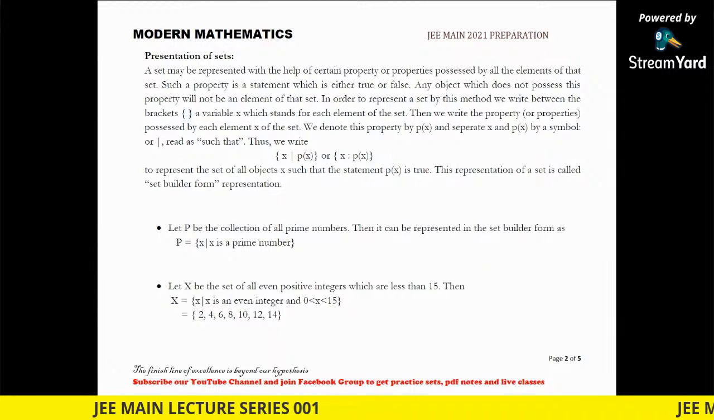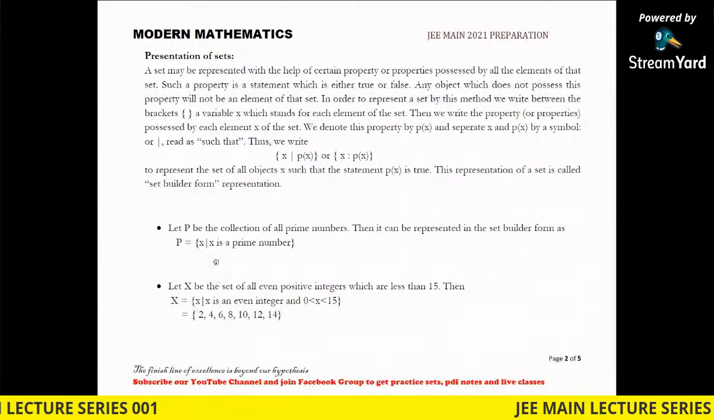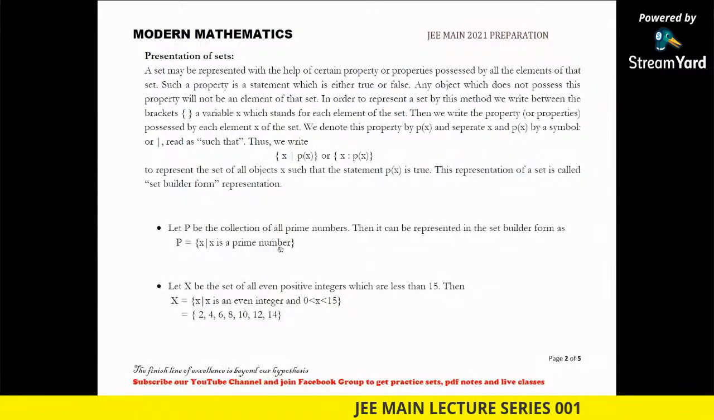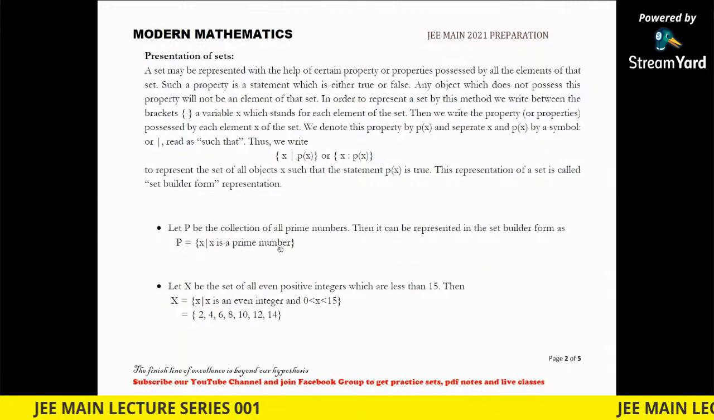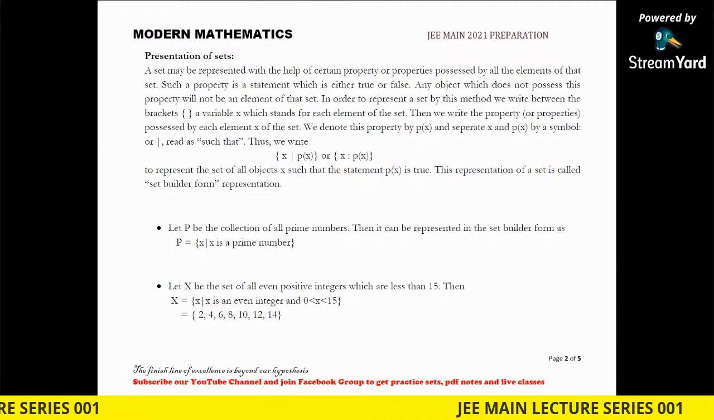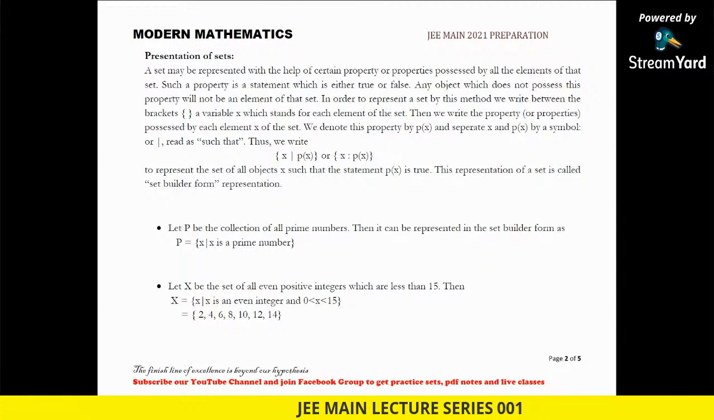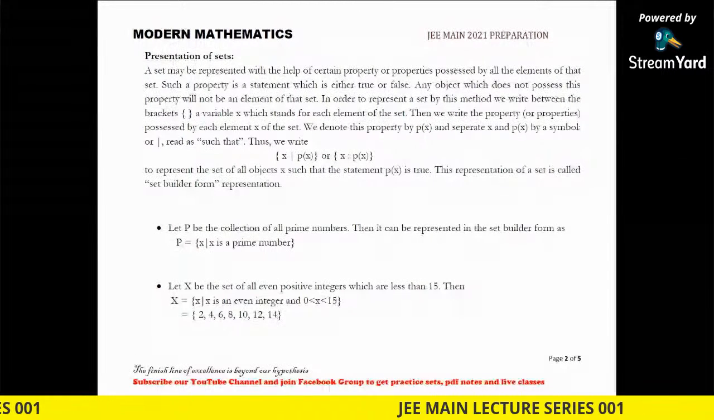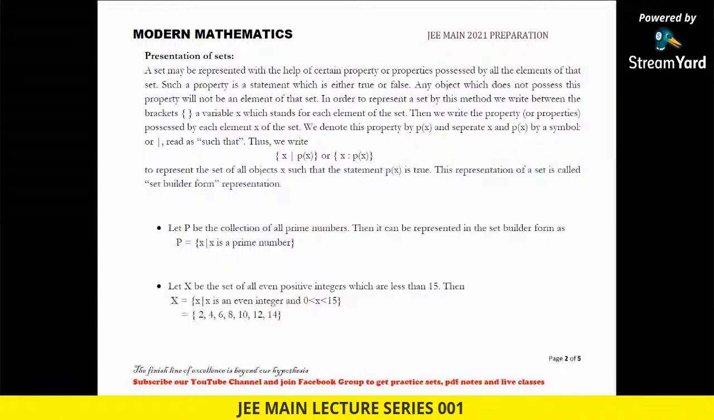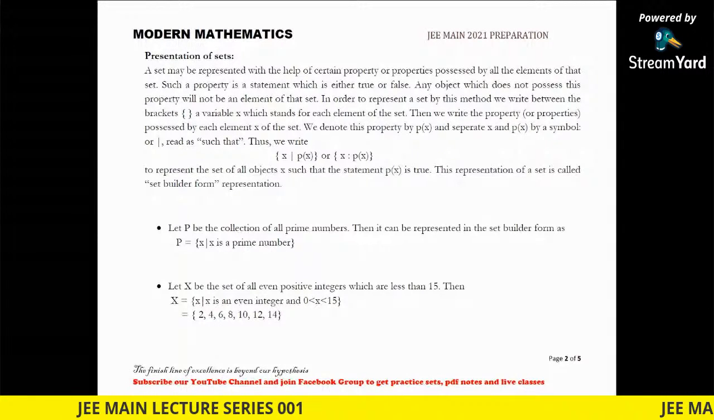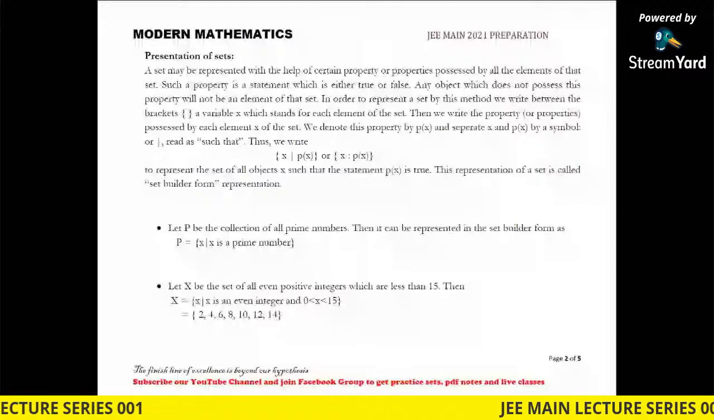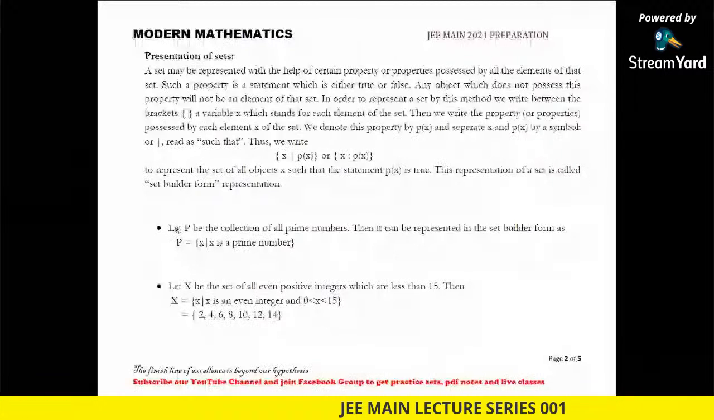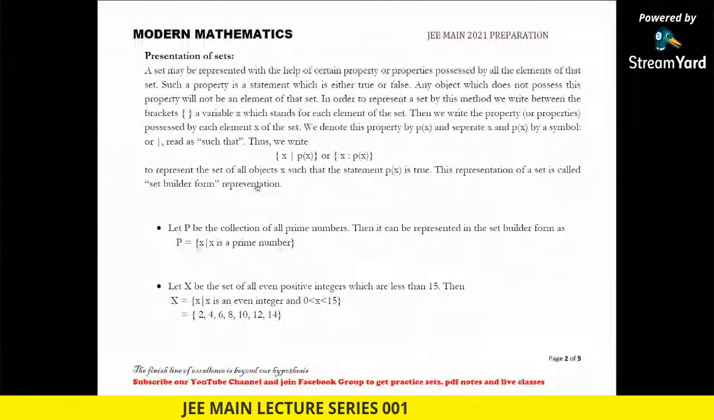Here x is a prime number. x can take the values 1, sorry, 1 is not prime, so you can write 2, 3, 5, 7, 11, 13, 17 and so on. These are the roster form. Here the set is written in the general form.